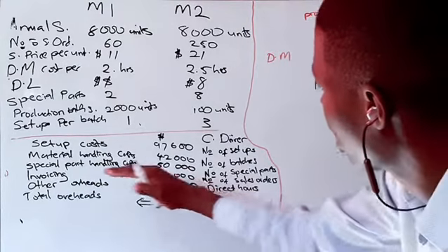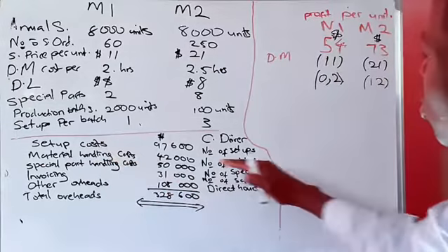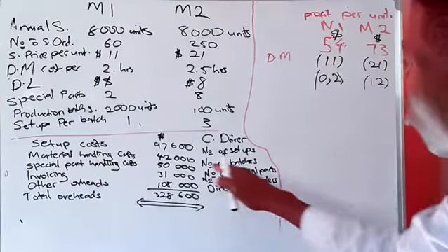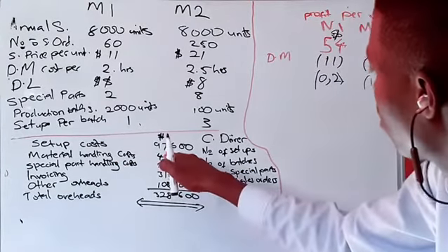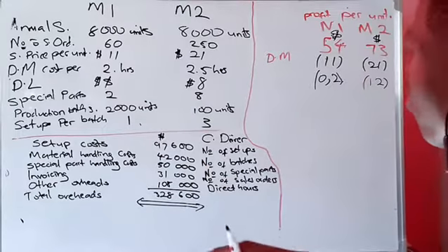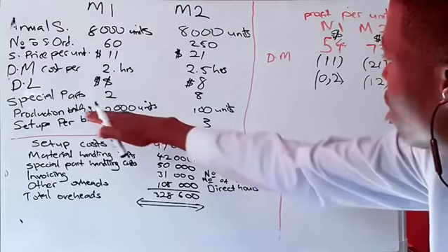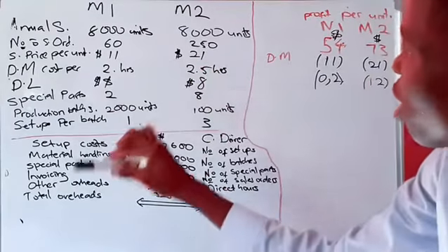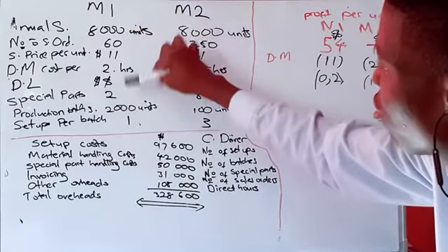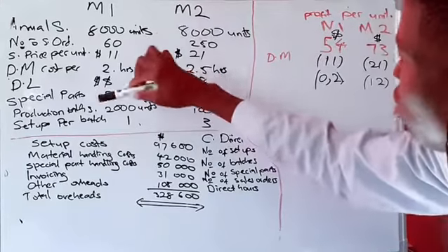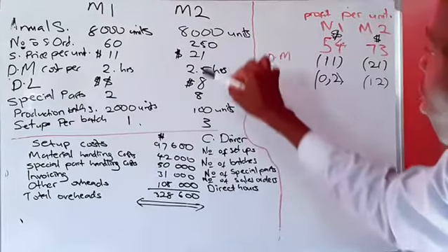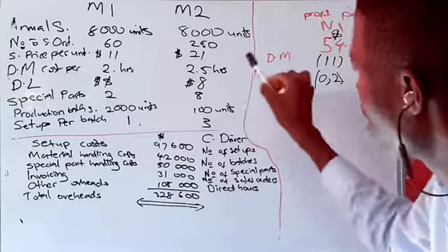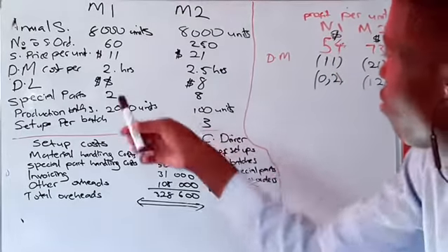Next is material handling costs. There are 42,000 based on the number of batches. How many batches do we have? The batch size of M1 is 2,000, so in 8,000 units we have 4 batches, 8 divided by 2. Here we have 80 batches. So altogether we get 84 batches.